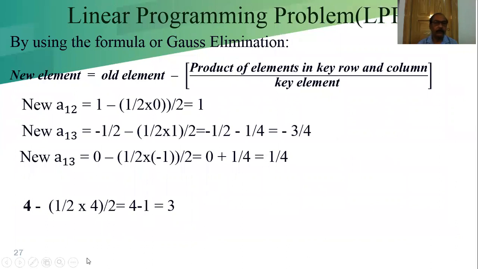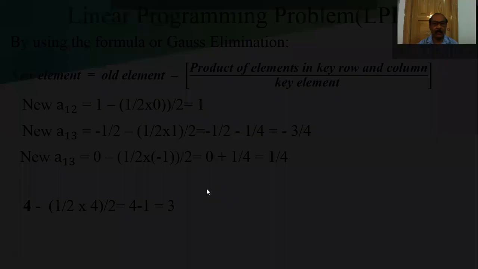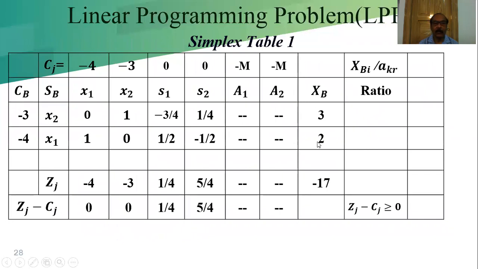This is 4 minus half into 4. That means we will get 2. 2 divided by 2 we will get 1. 4 minus 1 is equal to 3. So this is our final table. 3, 2. It was 4 and 4 divided, that key element is 2. It is 2. So this is our calculation.